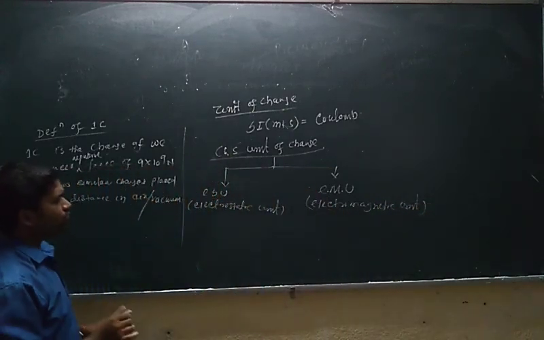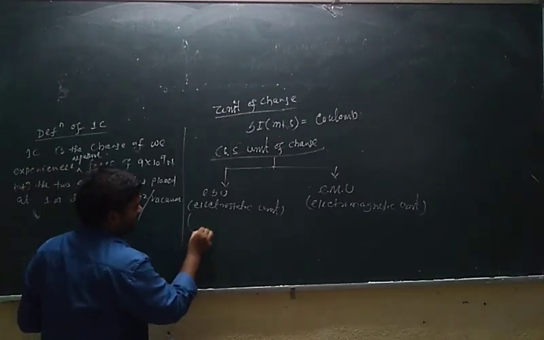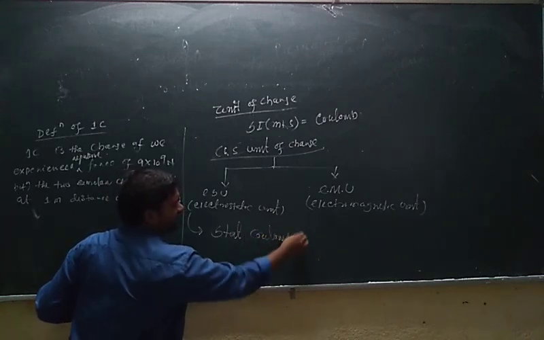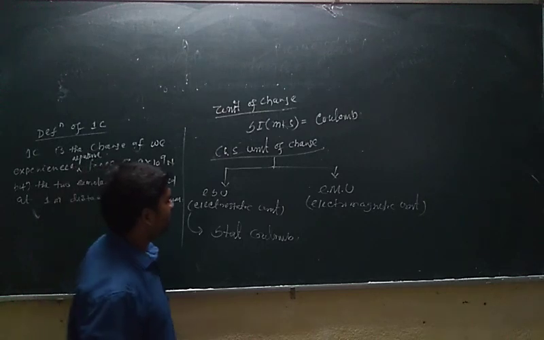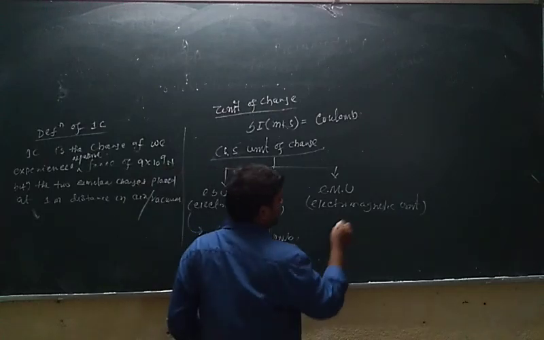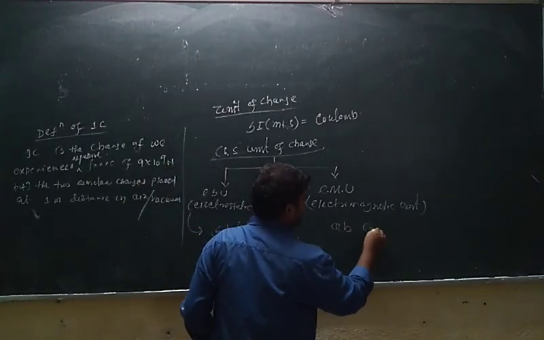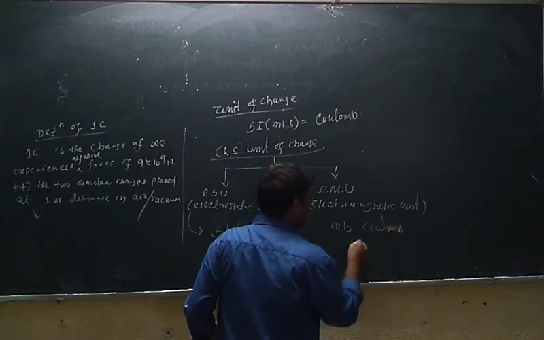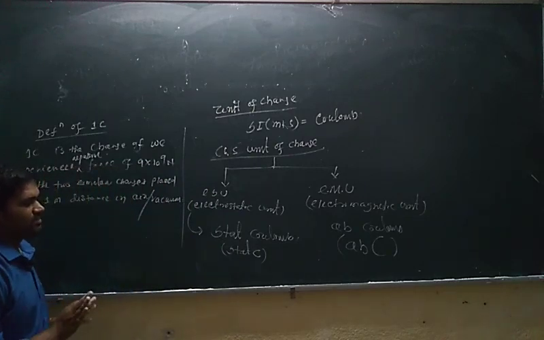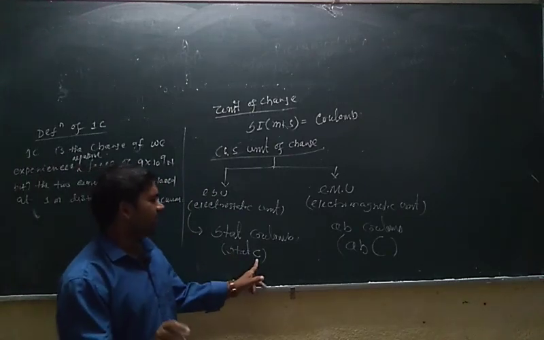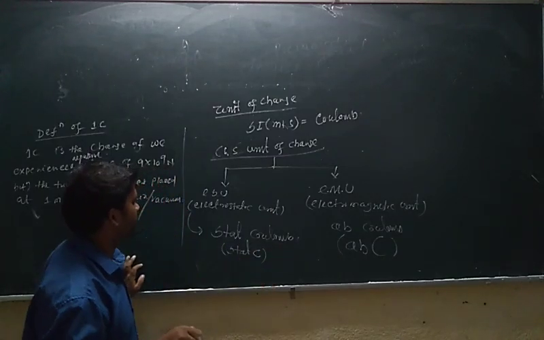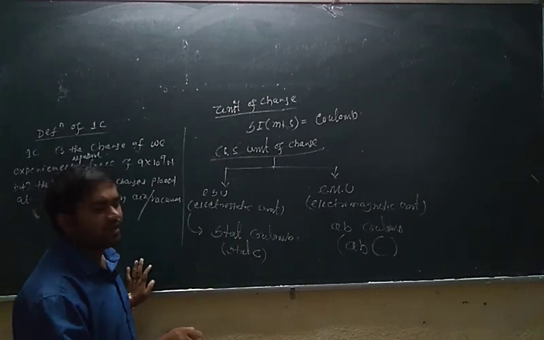Okay, and in electrostatic unit, the unit of charge is written as stat coulomb, or you may write here like stat C. And electromagnetic unit of charge will be abcoulomb, that is ab C. Don't write A, B, C. That is ab C. C will be capital, as it is a unit symbol. So that is stat coulomb and that is abcoulomb.